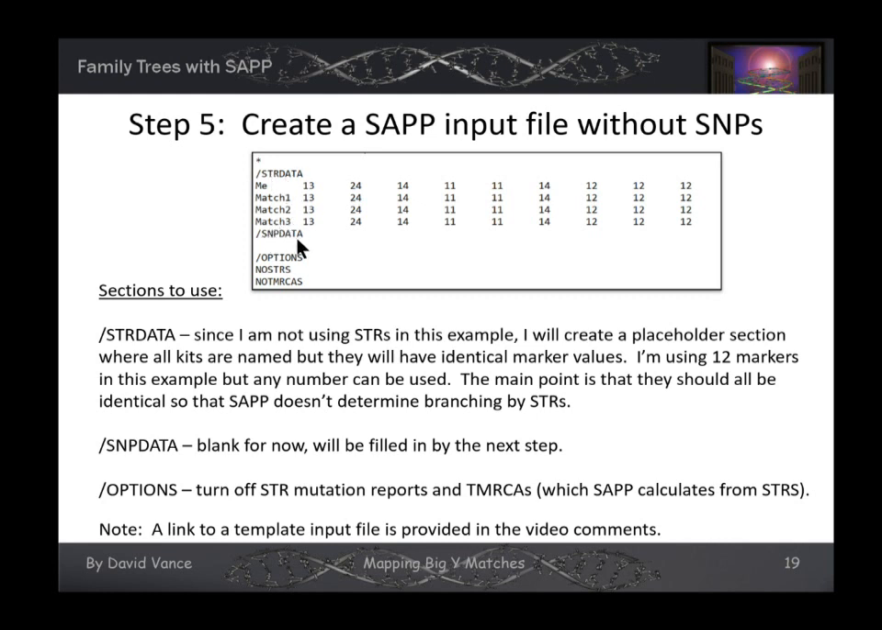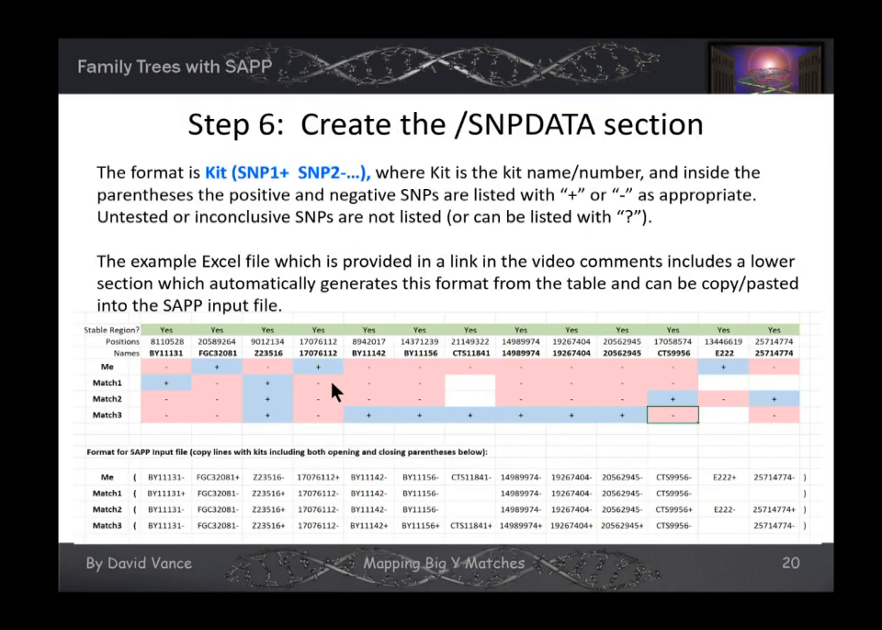Obviously change these lines to the kits which you're using, put the same number of them and the same kit numbers in them as you're going to have in the SNP data, so that SAPP reads all of the STRs which it requires for its analysis, even though it's not really going to make analysis decisions based on the STRs in this case. Then you're going to want to create the SNP data section. So the format, if you remember, for the SAPP input file is the kit number followed by parentheses and SNP1, SNP2, SNP3 with either a plus or a minus.